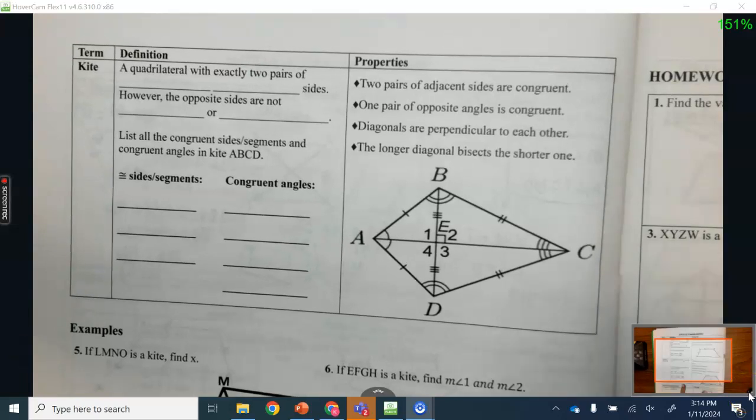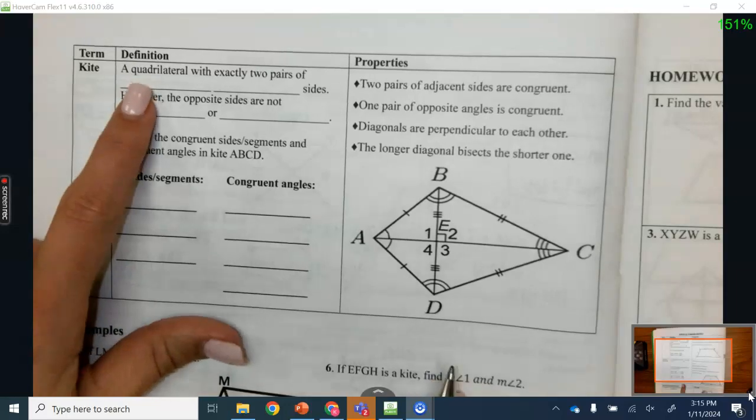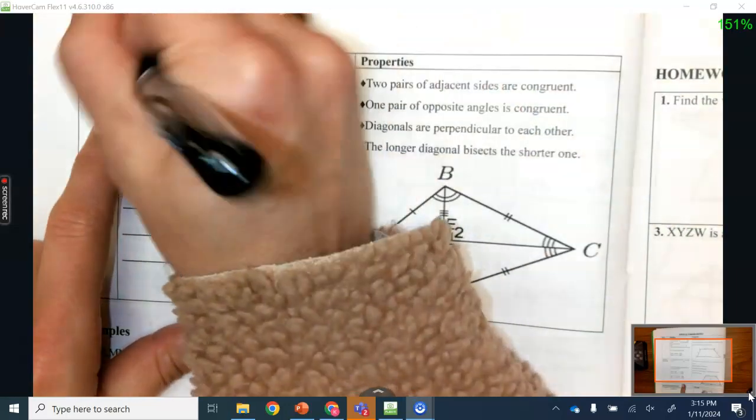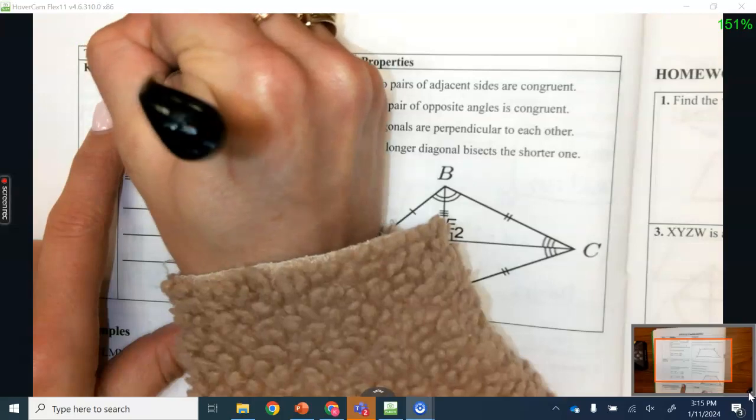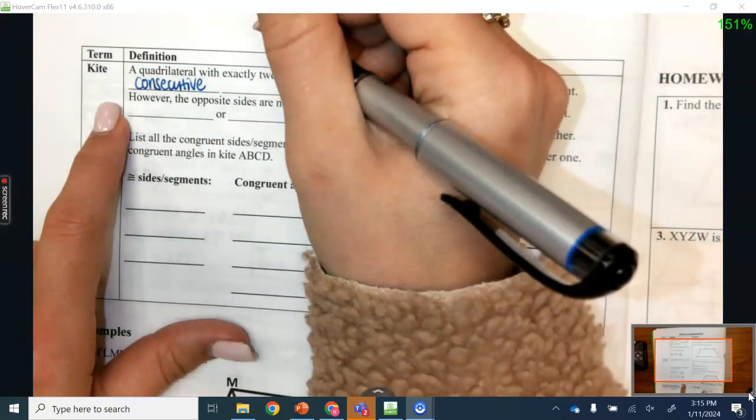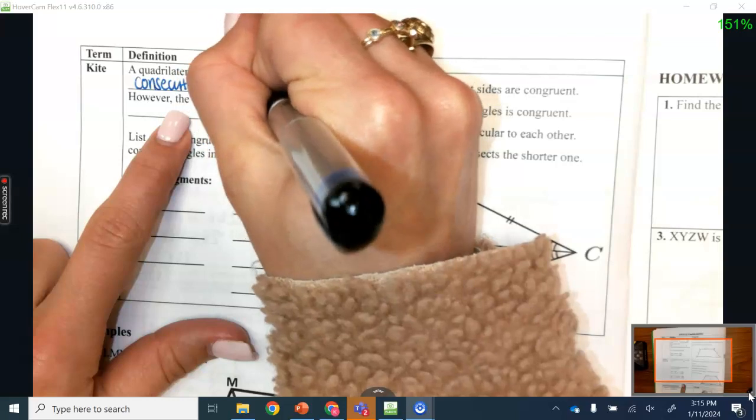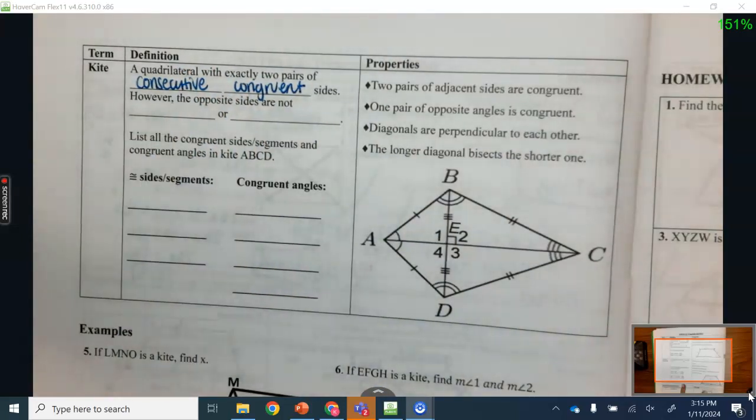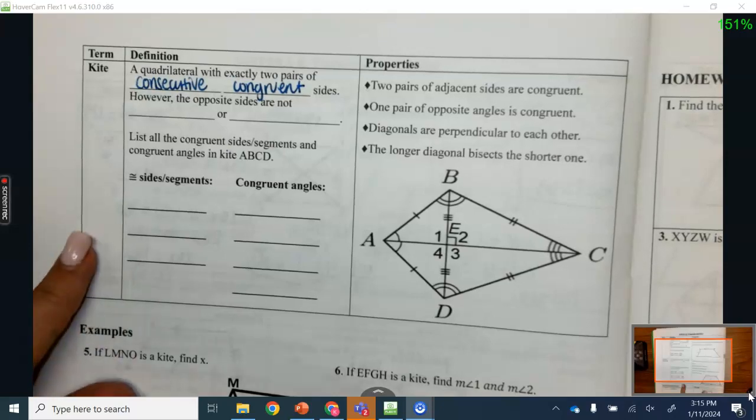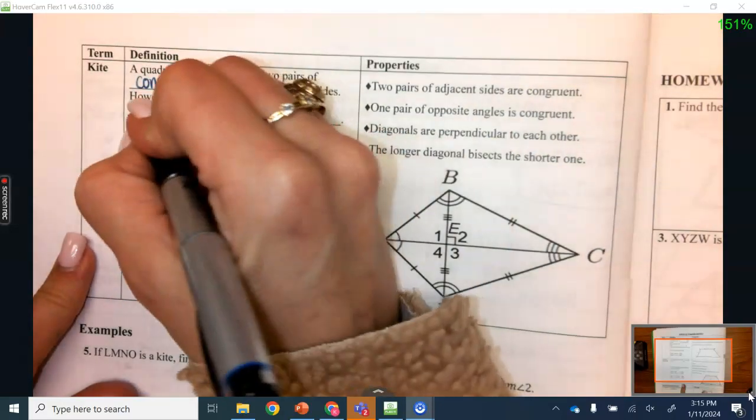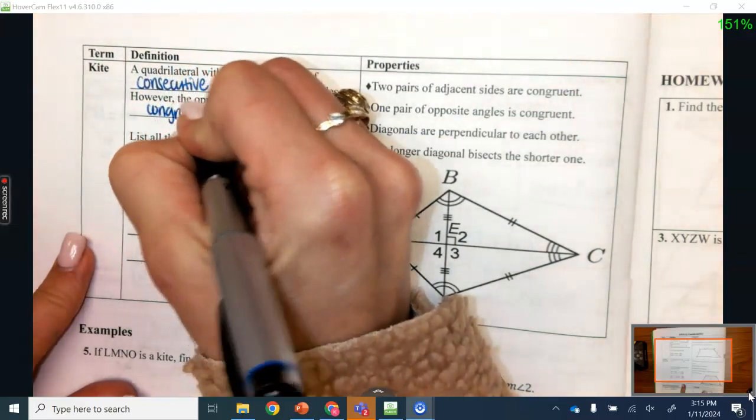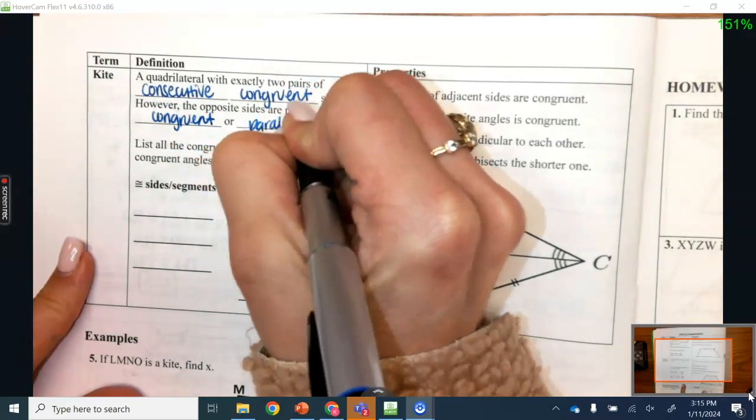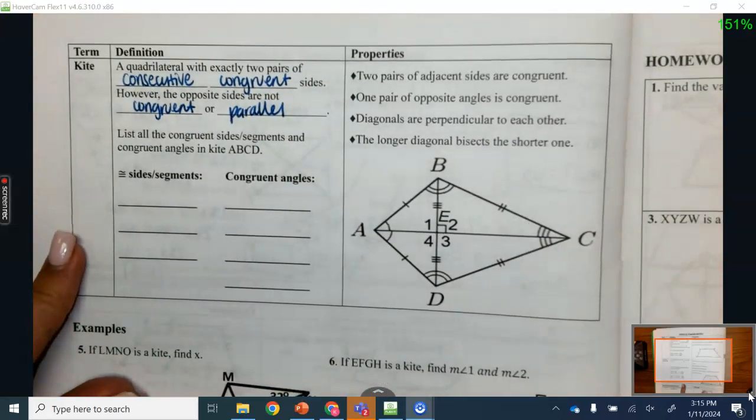All right, so this is part 2, talking about the last quadrilateral that we'll learn, the kite. Okay, so a kite is a quadrilateral with exactly 2 pairs of consecutive, remember consecutive means next to, not opposite, congruent sides. So we don't have opposite congruent sides, we have consecutive congruent sides. However, the opposite sides are not congruent or parallel. Okay, so this is nothing like a parallelogram.